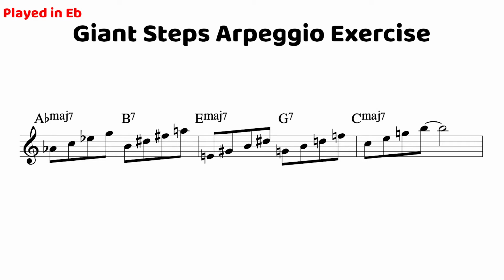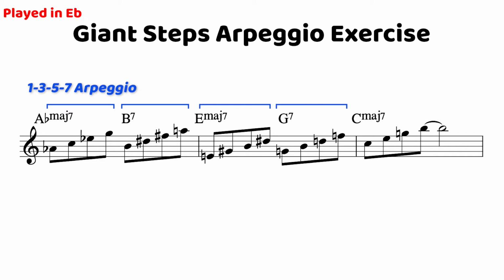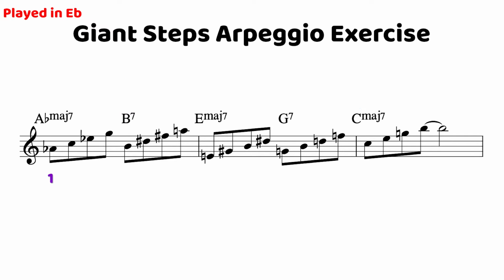One exercise that I really like to do to internalize the sound of these chords and get all the right notes in my ears and under my fingers is to arpeggiate them all in root position, just going 1, 3, 5, 7. So if we start on our first chord here, A flat major, we're playing A flat, C, E flat, G.